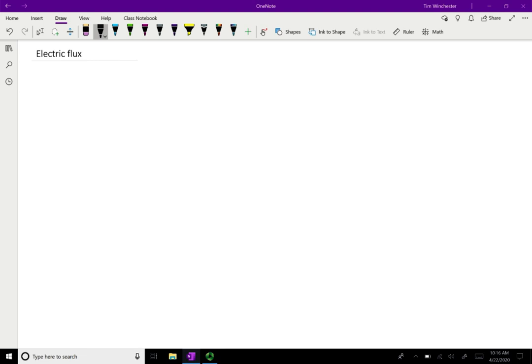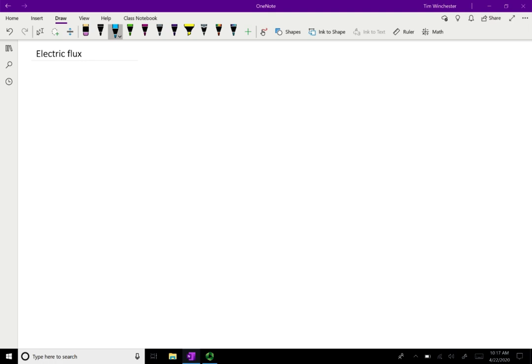I would now like to introduce a new quantity that we use to study electrostatics. And this quantity is called the electric flux. Okay, so to motivate this, I want to consider a couple of different situations, and then after I look at a couple of different cases, I'll tell you what the definition of this new quantity is.